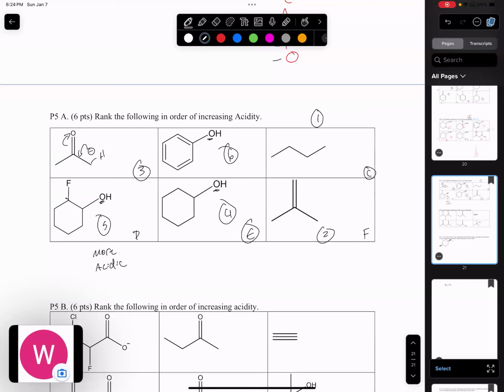What's the significance of the F being connected? This is an inductive effect from an electron withdrawing group. This is an electron withdrawing group. It helps stabilize the negative charge. Okay, thank you.